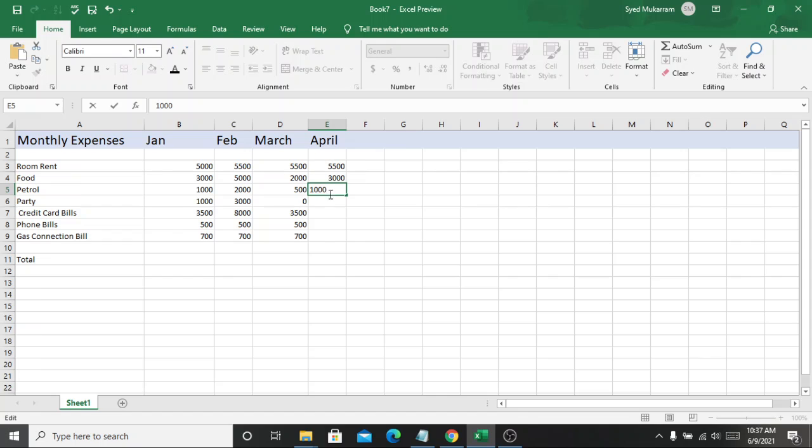So we are putting the normal values. For party we can do a little more, so 2,000 over here. Credit card bills, 3,600 this time, and phone bills the same, 500, and the gas bill got a little bit expensive, 750, so we could put this. So guys, this is how we work with numeric values in Excel, and I hope you got the video.